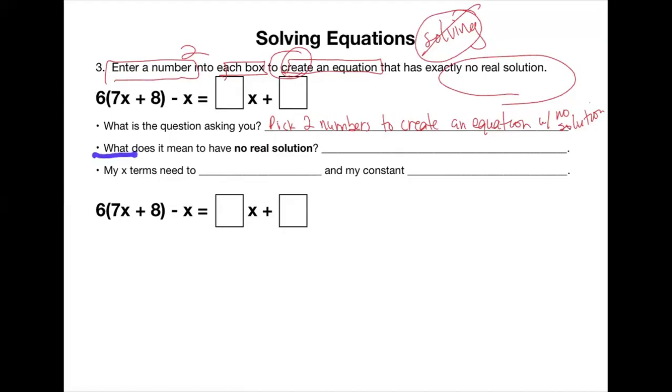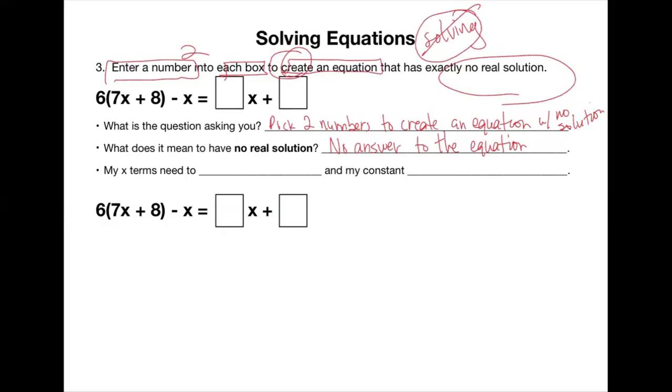Question number 2 here. What does it mean to have no real solution? That means that there is no answer to the equation. Not that you don't know how to get it. There's not an answer. There is no number in the universe, no real number in the universe that will answer that equation. Good.